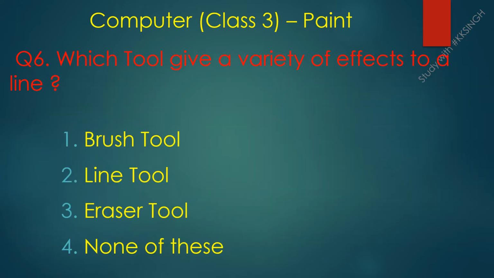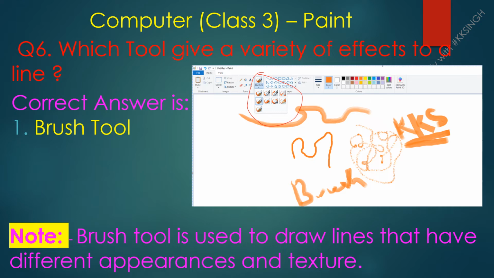Which tool gives a variety of effects to a line? Brush tool, line tool, eraser tool, none of them. Brush tool. The brush tool is used to draw lines that have different appearance and texture.